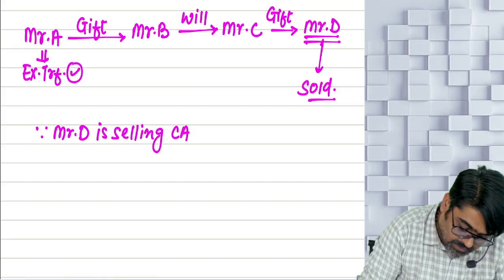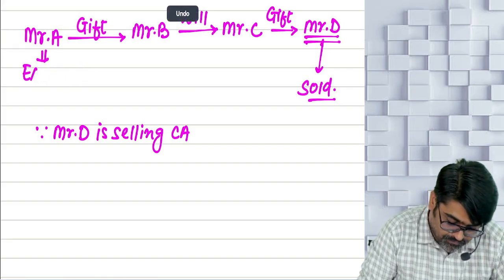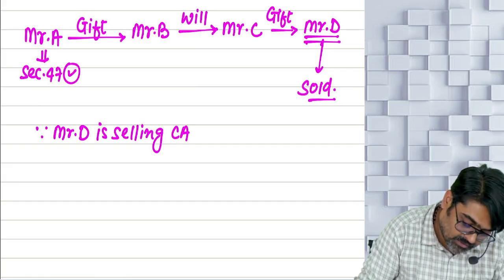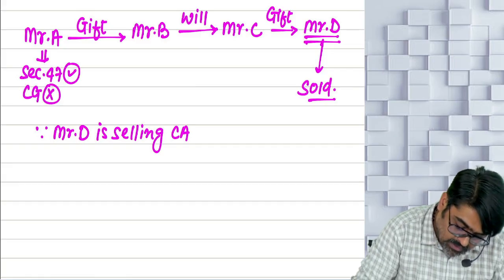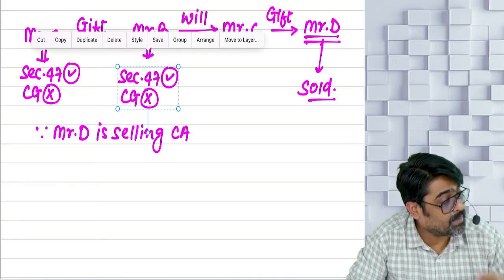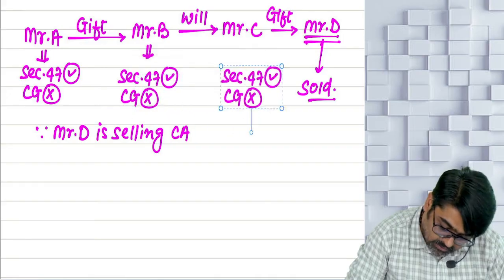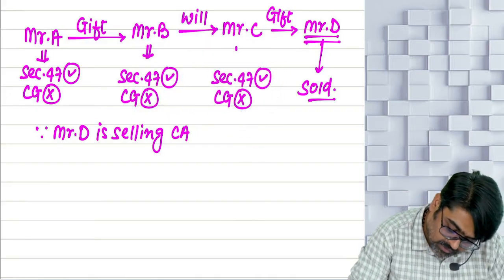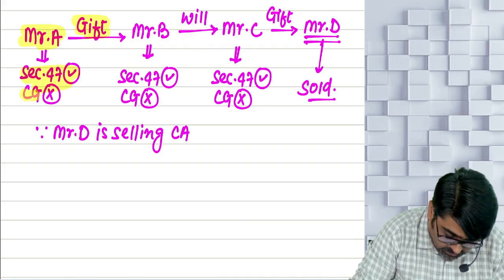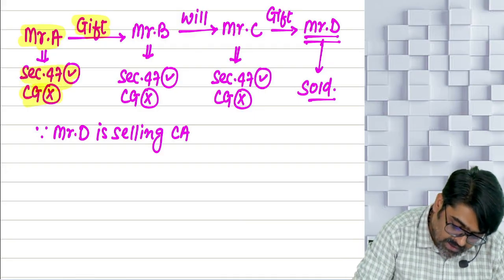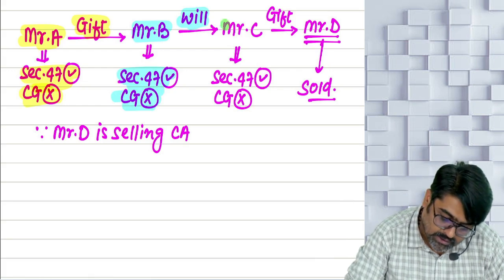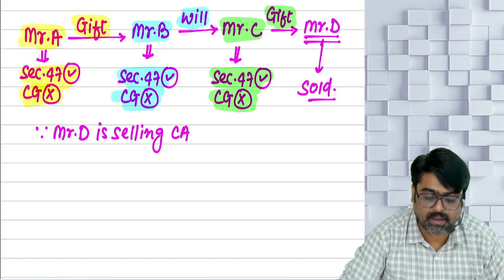Exempt transfer? Yes or no? Can I say section 47 will apply here? A is doing an exempt transfer. Capital gain will be there or will not be there? For B, same, 47 will apply and there will be no capital gain in the hands of B also. And can I say this will be same for C also? Because C is also making an exempt transfer. So A is doing an exempt transfer, so no capital gain. B is also doing an exempt transfer, so no capital gain in the hands of B also. C is also doing an exempt transfer, so no capital gain in the hands of C.